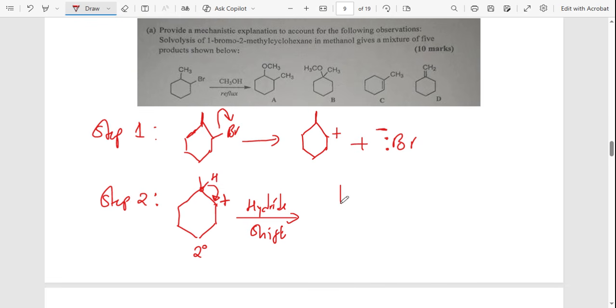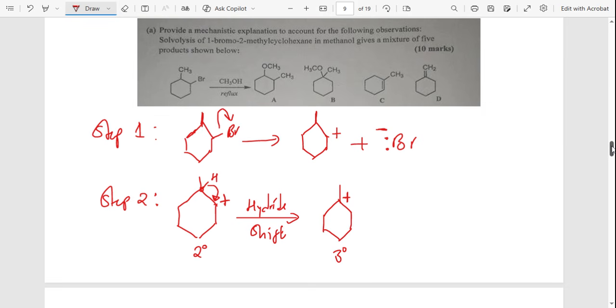Once it leaves, where the hydrogen has left there is a deficiency of a hydrogen, so the positive charge will now go there. So this is a tertiary carbocation. And this tertiary carbocation is actually way more stable, very, very stable.